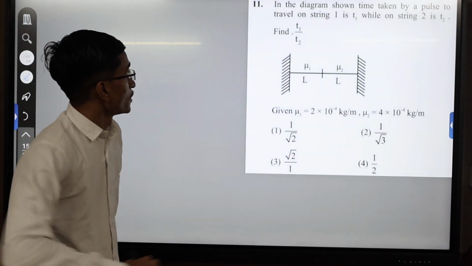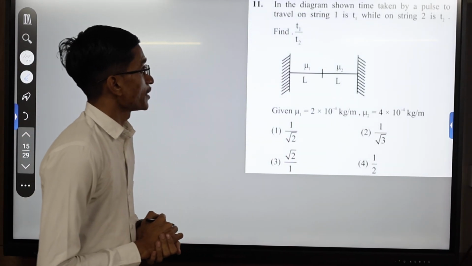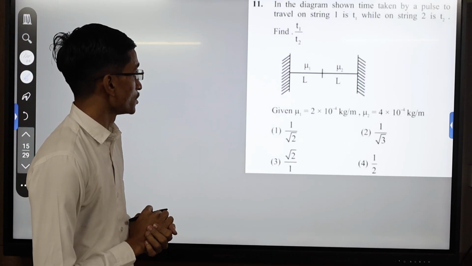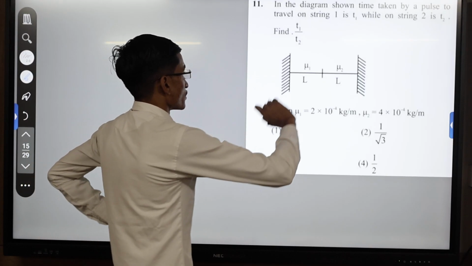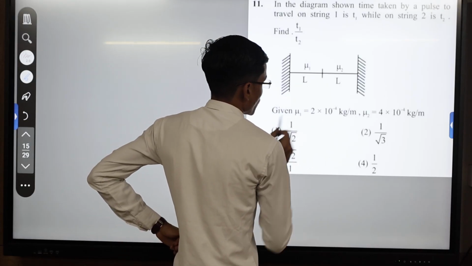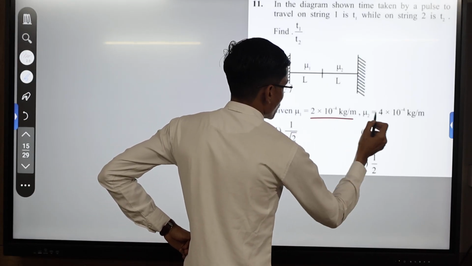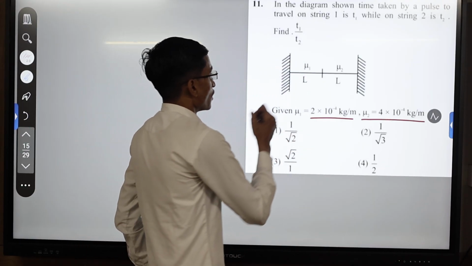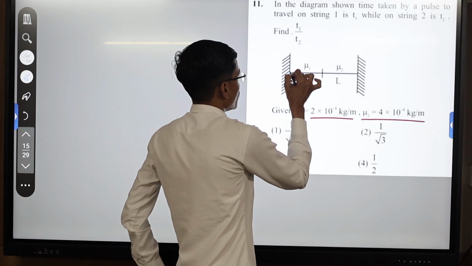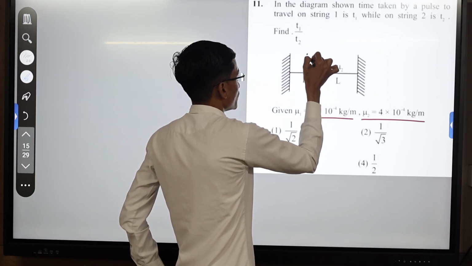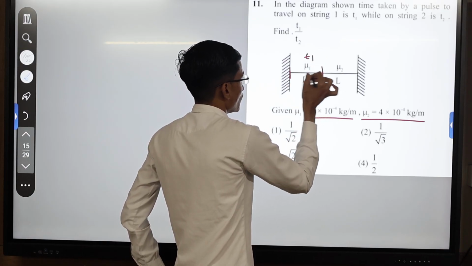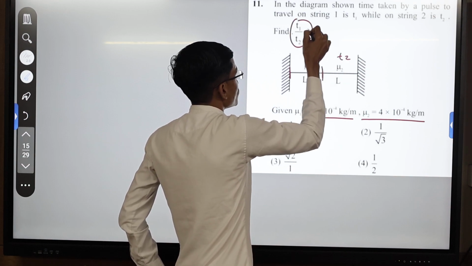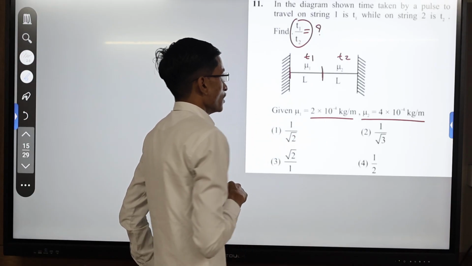Next question 11. In the diagram shown, the time taken by a pulse to travel on string 1 is t1, while on string 2 it is t2. We have to find t1 by t2. Given mu1 is 2 into 10 raised to minus 4 kg per meter and mu2 is 4 into 10 raised to minus 4 kg per meter. Here, the pulse is going from this point to this point in time t1 and from this to this point in time t2.